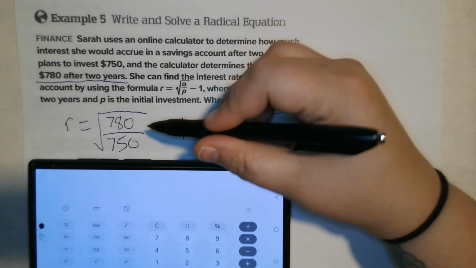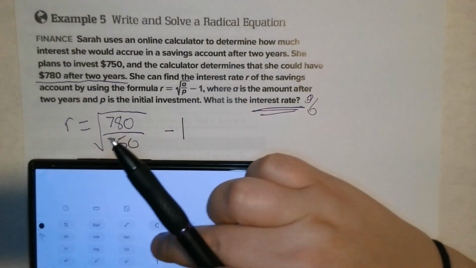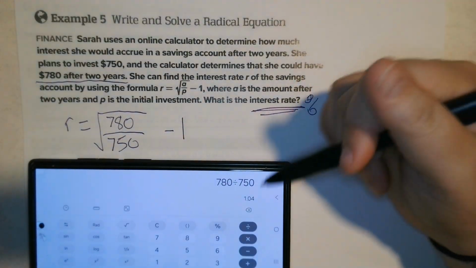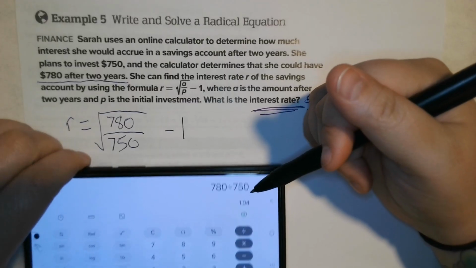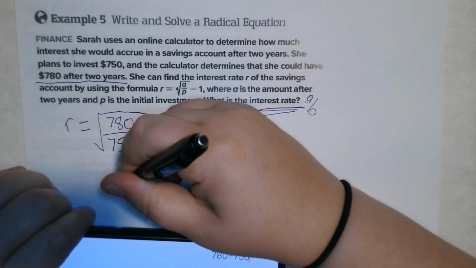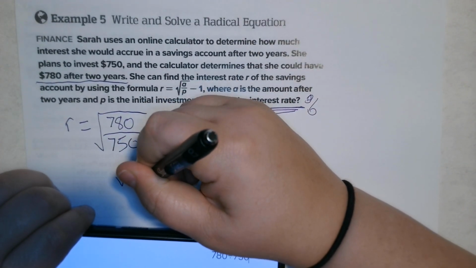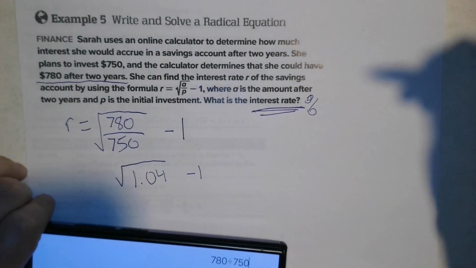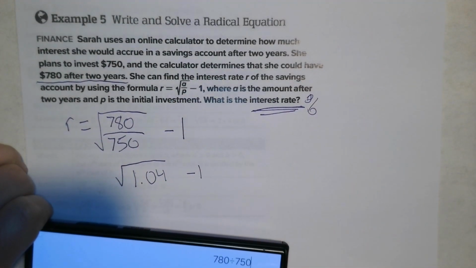There you go. I'm just going to do 780 divided by 750. What do I get? 780 divided by 750. I get 1.04. So right now I have the square root of 1.04, and then I'm going to subtract 1. Okay, well, that's kind of a weird number.